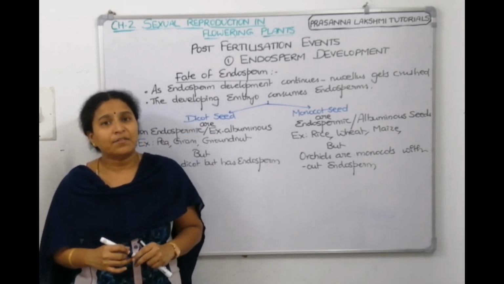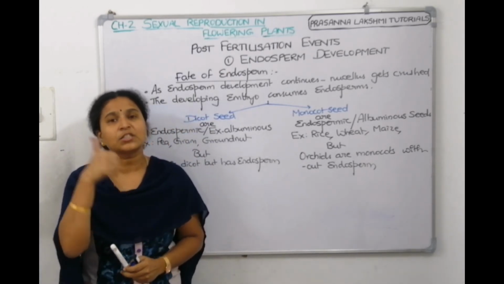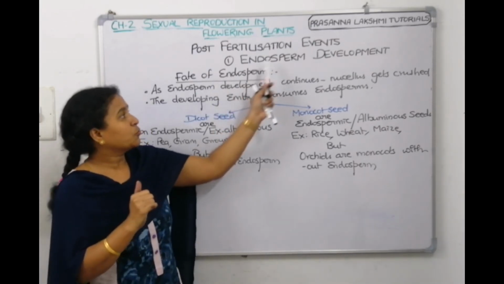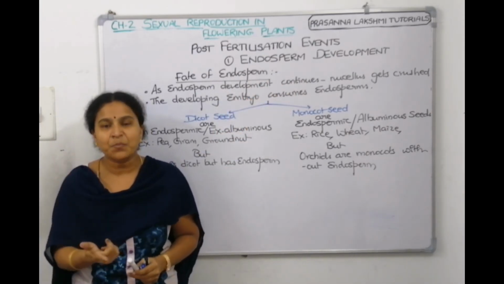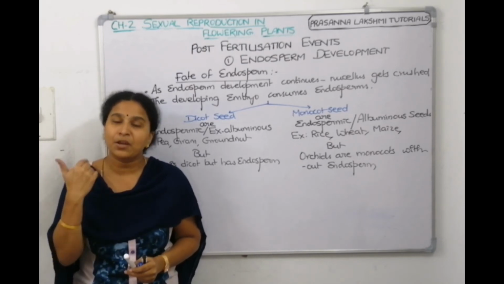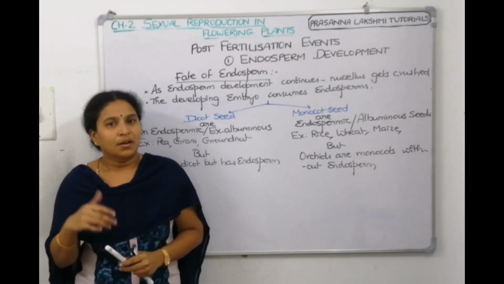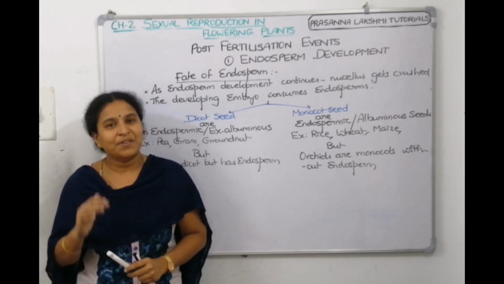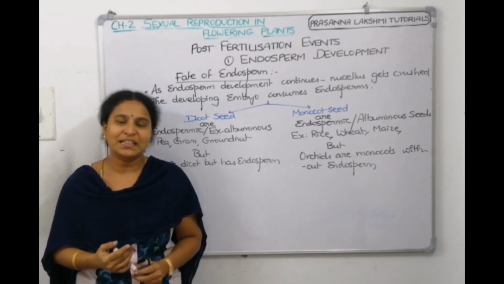With this, we covered everything related to the first point of post-fertilization events, which is endosperm development. Then what is our second point? Our second point is embryo development. So, post in the comment box how many types of embryos are there. We will discuss the embryo development in the next session.